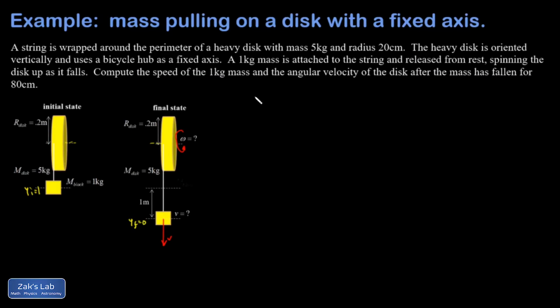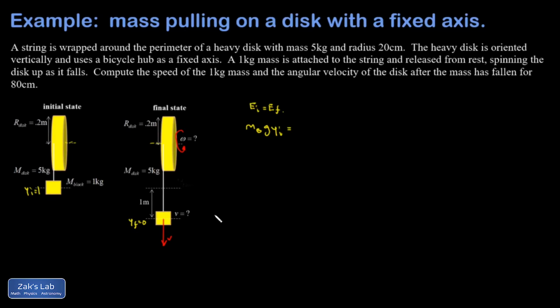So expressing conservation of energy, E initial equals E final. In my initial state, nothing is moving, but my block has a higher y coordinate. And so that's sort of our source of energy for the whole problem. So I can write mass of the block, g times the initial y coordinate of the block.